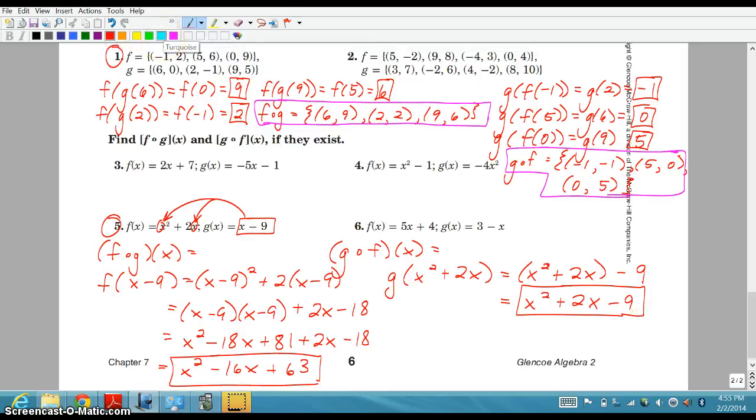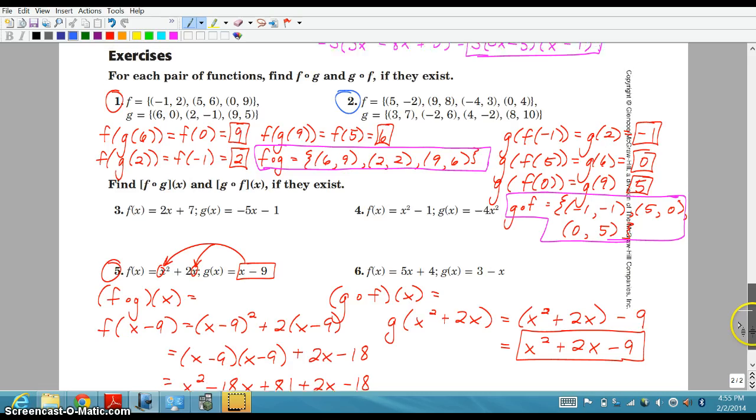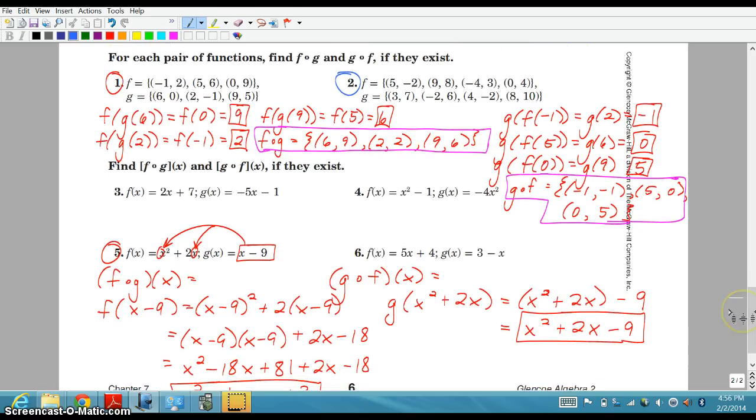Now, as a final note, I do want to go back to a problem just to show that there is a possibility that the composition of functions may not exist. So in doing that, let's go ahead and take a look at number 2. Okay, so number 2. Again, very similar process as far as composing f of g and g of f. We'll go ahead and start off by taking f of g of 3.